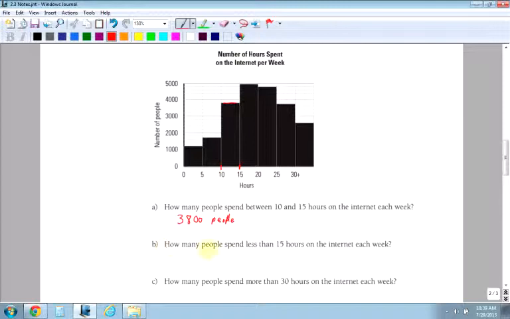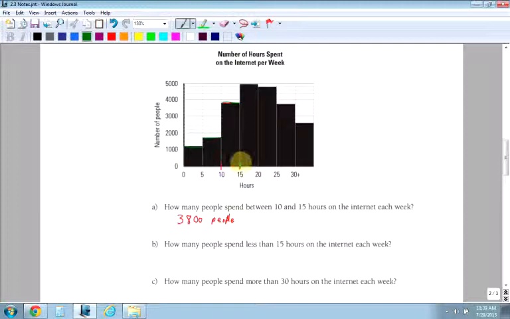The next question, how many people spend less than 15 hours on the internet each week? This is a little more complicated because here's 15. We want less than that. So we have to go between this one and this one, basically between 0 and 15.